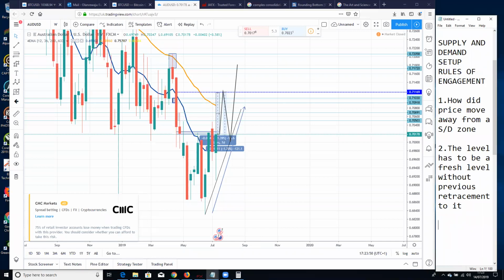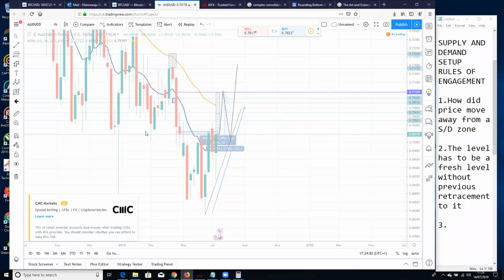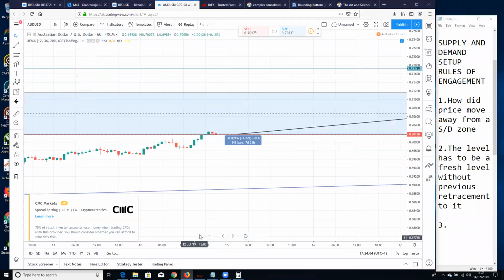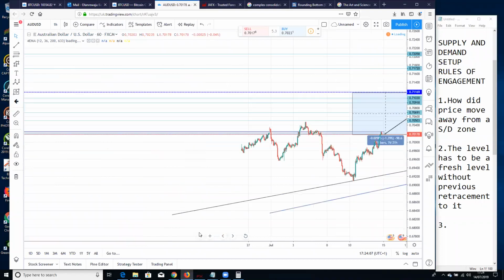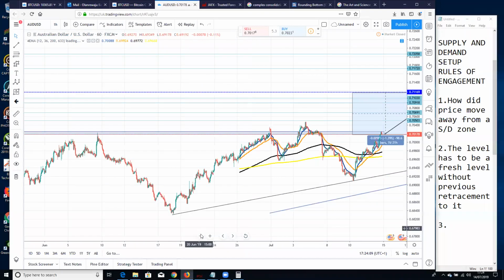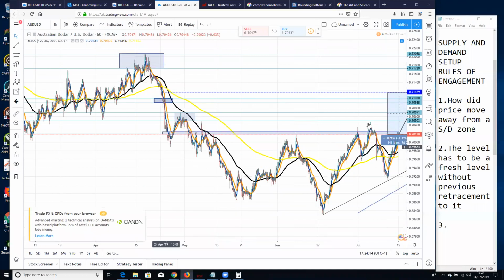So the number 3 rule is this. How did price move away from that particular location? You can see how well price moved away from the location so swiftly on that 1 hour chart. Let's go back to it. This region, all right, that qualifies for at least a very high quality trade. The level has to be a fresh level. It's also a fresh level. That's number 2. Number 3, can somebody remind me rule number 3?